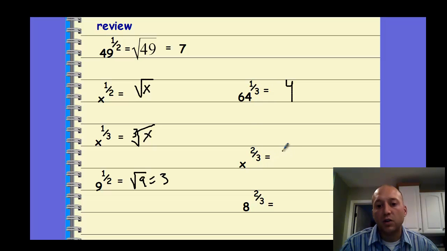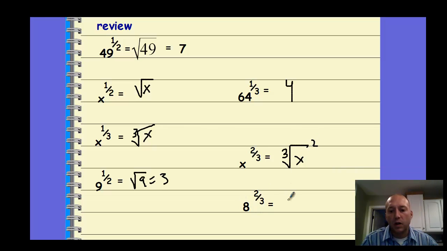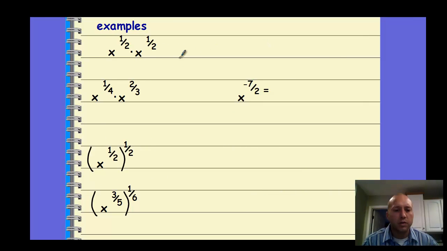X to the 2/3, I could write that as the cube root of x squared. And squared doesn't matter if you put it underneath the radical or not. And then this one here, we can do the cube root of 8 squared, which is going to be 2 squared, or 4. And so let's do a quick review of some of the stuff on 6.1, just more examples.